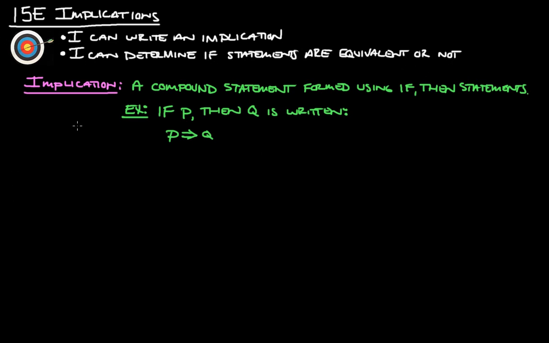Okay, so first thing, implication is a compound statement formed using if and then statements. For example, if P then Q is written P, and then you've got the arrow here pointing to Q. You could also write that as P implies Q. That's another way that you will see that written.